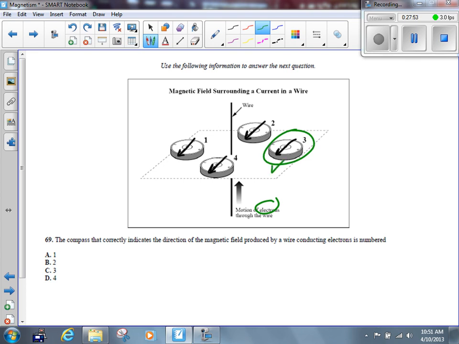Behind the wire, remember, my fingers are pointing to the right. That compass is not pointing to the right. It's not pointing in the direction of the magnetic field. In front of the wire, my fingers are pointing to the left. That compass is not pointing to the left. And to the left of the wire, my fingers are pointing into the page. That compass is not pointing into the page. So the answer is C. How many people got that one? Good, good.